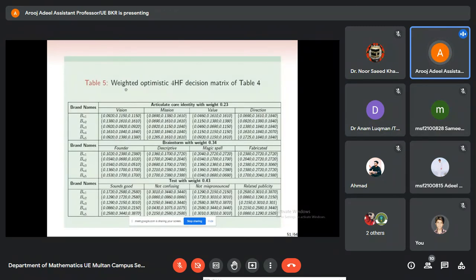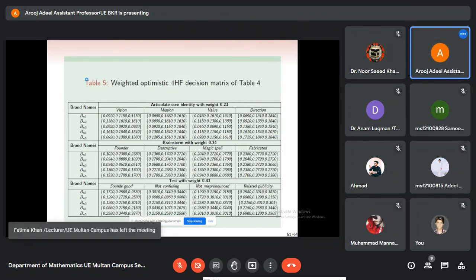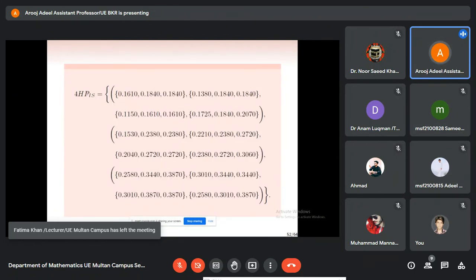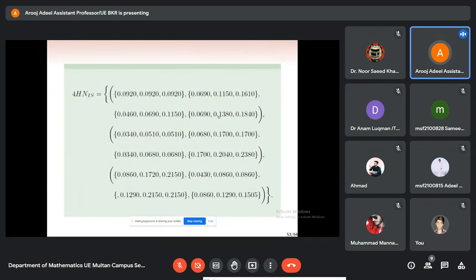Next, we find the weighted optimistic 4 polar Hesitant fuzzy decision matrix. In this case, we multiply each membership value in the form of a set with the weight, and we get the weighted optimistic 4 polar Hesitant fuzzy decision matrix, which is calculated in Table 5. Our next step is to calculate the 4 polar Hesitant fuzzy positive ideal solution, according to the formula described in the formulation of the m polar Hesitant fuzzy TOPSIS method. In the next step, we calculate the 4 polar Hesitant fuzzy negative ideal solution.